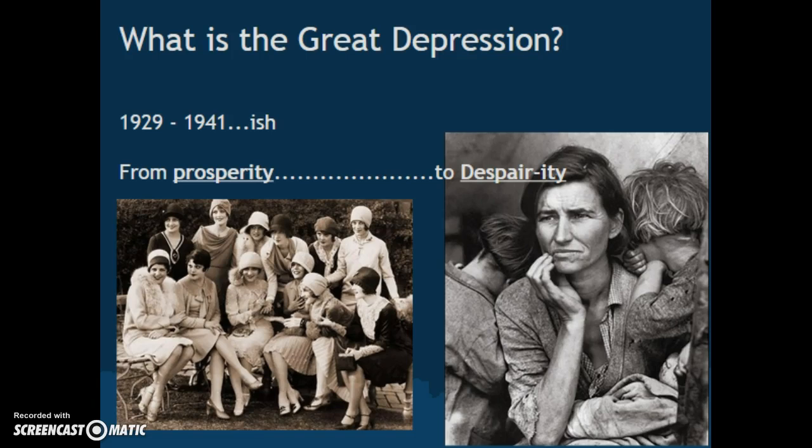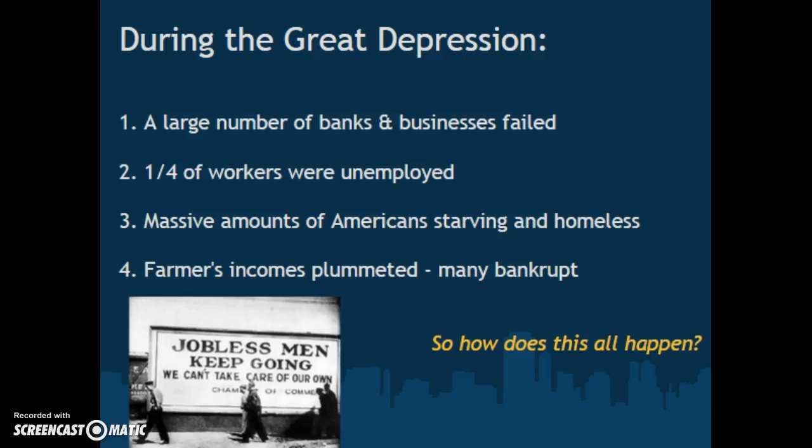And so really the Great Depression is when we go from prosperity with people dressing like this and looking super happy to disparity where people are looking really depressed and poor and hungry and starving. During the Great Depression, it's important to know that a large number of banks and businesses fail.